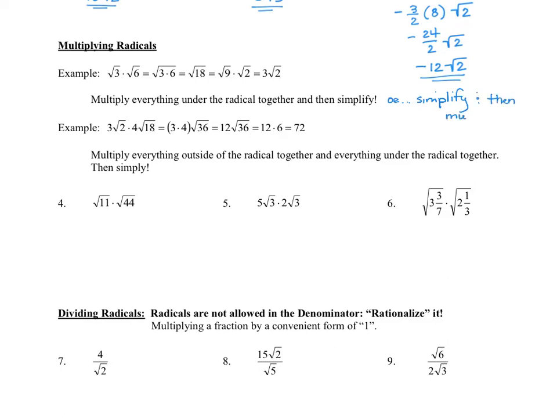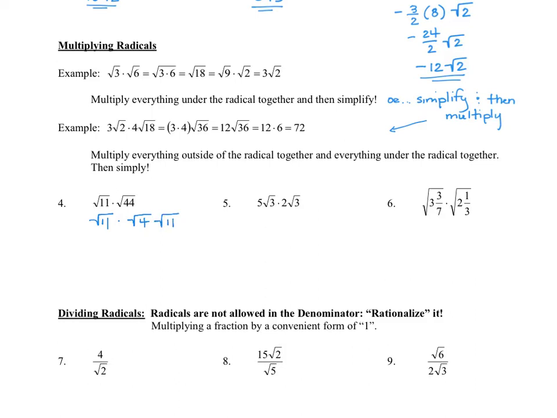where if there are numbers outside of the radical, then we multiply everything outside and we multiply everything inside, and then we simplify. So if we take a look at example number 4, you'll notice that the square root of 11 has no perfect square factors in it, so we can just leave that. But the square root of 44 can be broken down into the square root of 4 and the square root of 11.